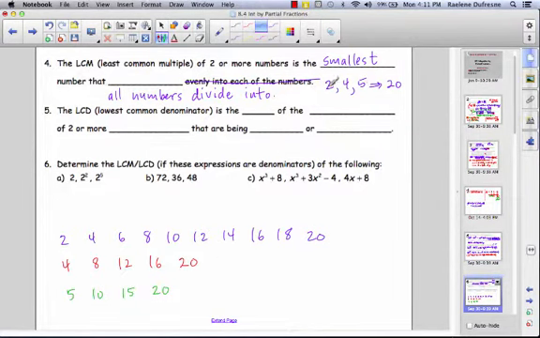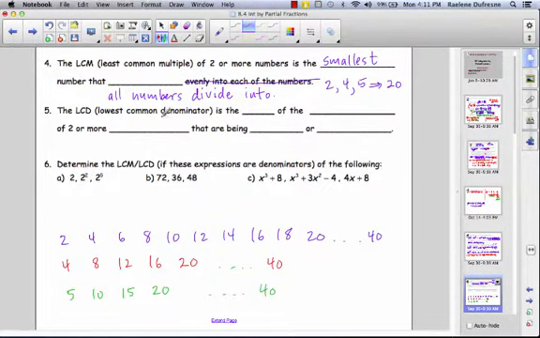However, if we had multiplied all 3 numbers together, we would have gotten another number that is common, which is 40, because 2 times 5 is 10, times 4 is 40. However, 40, while it is a common multiple, is not the least or lowest common multiple. So 20 is the only LCM for the numbers 2, 4, and 5.